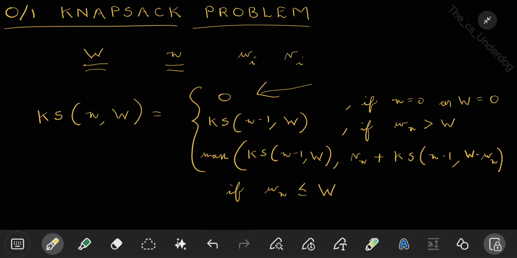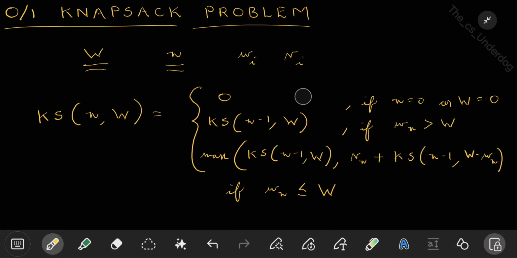In case that is not the case, your n and W are both positive numbers, then you have two more cases. First case is if the weight of the nth item is more than the total capacity of the knapsack. In that case, your total profit will be whatever profit you make from the remaining n minus 1 items by using the complete W capacity of the knapsack.